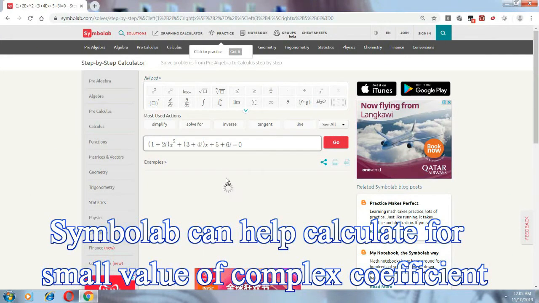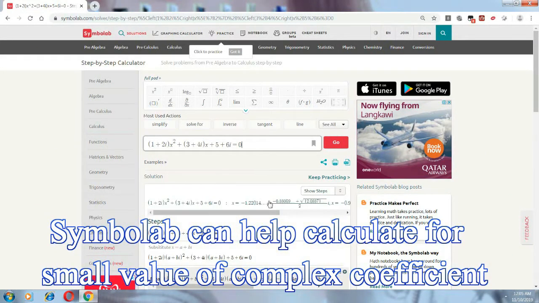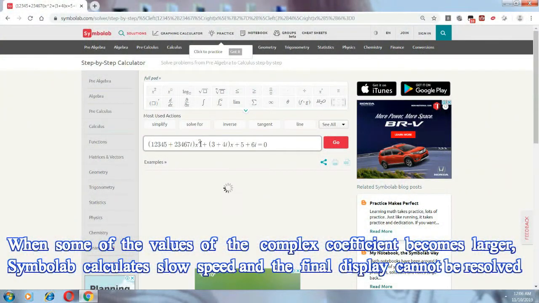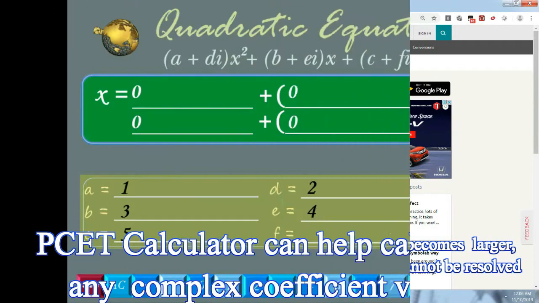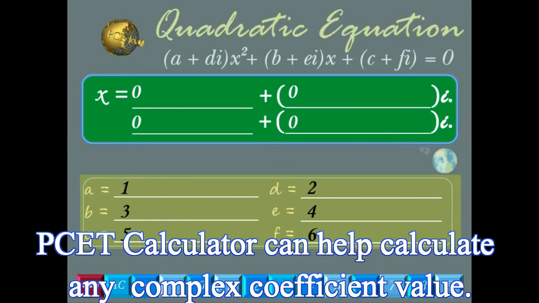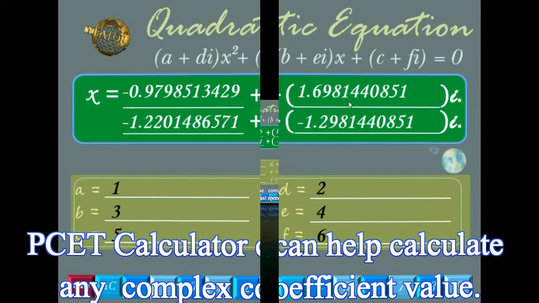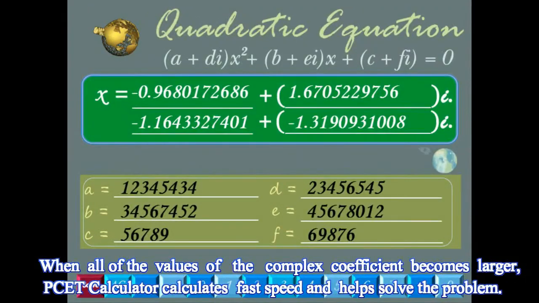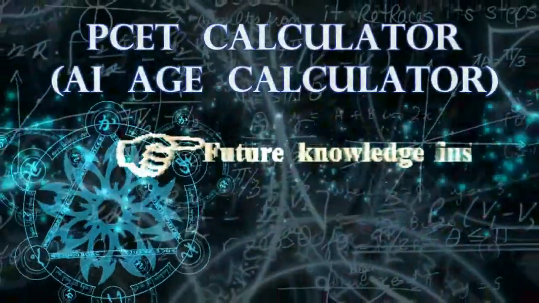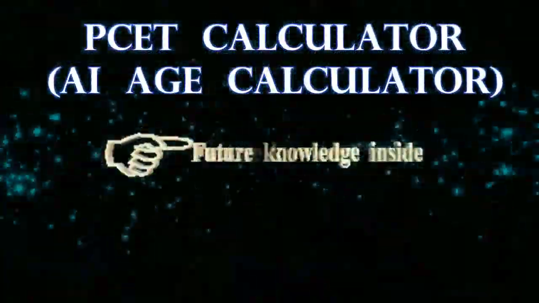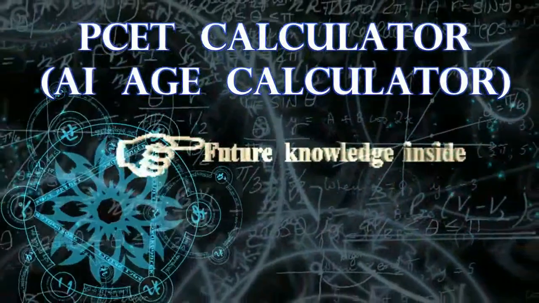Symbolab can solve the calculation of the complex coefficient of the smaller value of the quadratic equation. However, Symbolab cannot solve the calculation of complex coefficients for larger values of quadratic equations. PCET calculator can solve the calculation of the complex coefficient of the smaller value of the quadratic equation. PCET calculator also can solve the calculation of complex coefficients for larger values of quadratic equations. PCET calculator can calculate any value. The PCET calculator has a complete design because it has future knowledge.